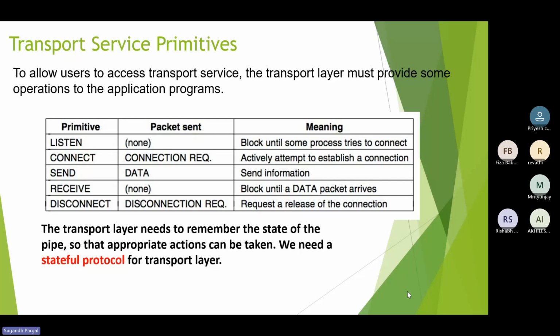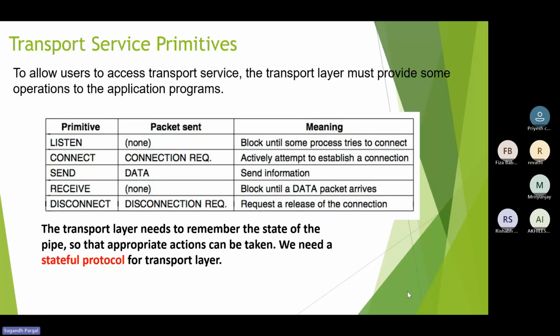To allow users to access transport service, the transport layer must provide some operations to application programs. So the major primitives, the services that the transport layer offers, are similar to what we talked about. The connection is established: first it listens, in which it blocks until some process tries to connect. So if one machine is in the listen state, then only the other machine, that is the client side, can send to the server that should be in the listen state.